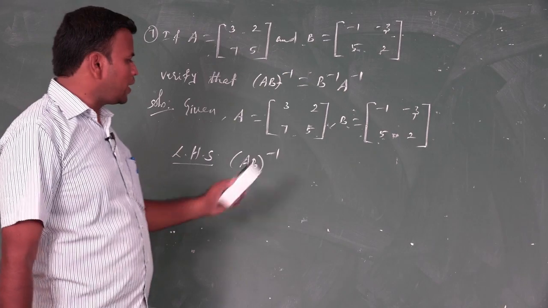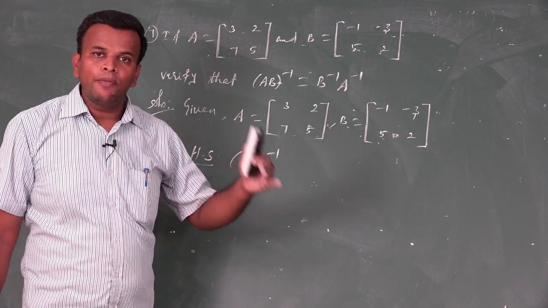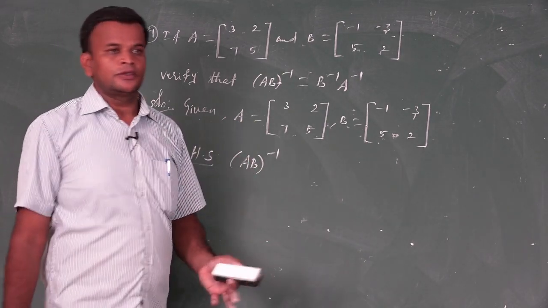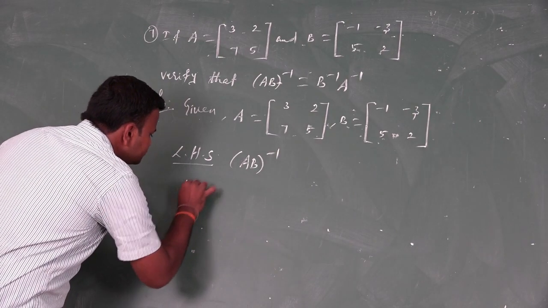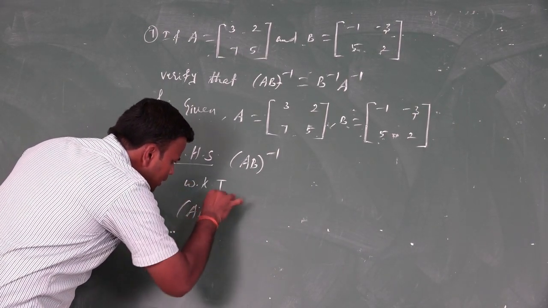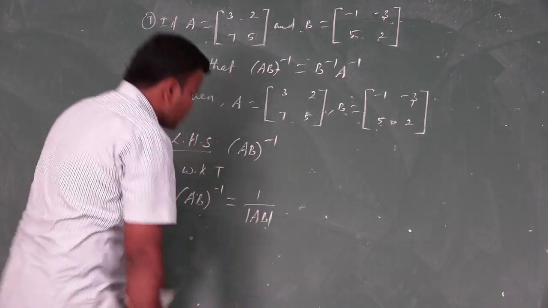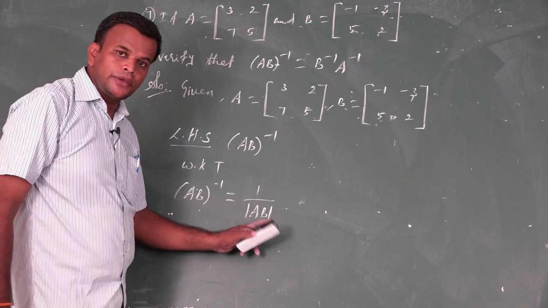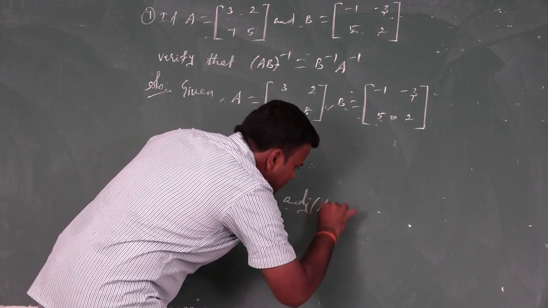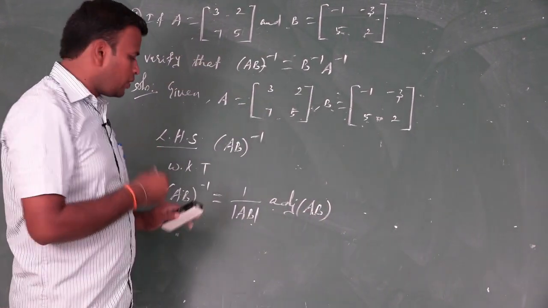So what is the formula of AB the whole inverse? It is 1 by determinant AB into adjoint of AB. So first we write the formula. The formula of AB the whole inverse is 1 by determinant AB into adjoint of AB. What is the reason to write the formula first?